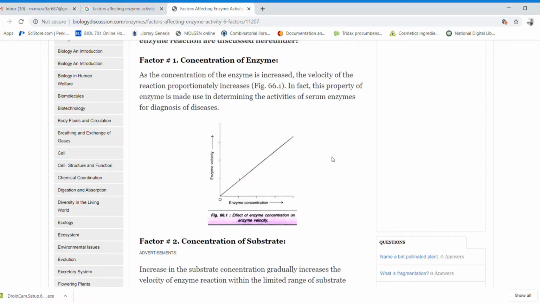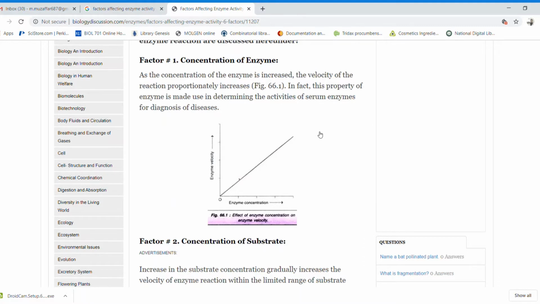Basically, for an enzyme to show its activity, there are certain factors that favor it. Those factors affect the enzyme and substrate activity. So in this video, we'll be seeing what those factors are, how they are affecting it, and also try to see the kinetics of it. Let us begin with the factors affecting enzyme activity.